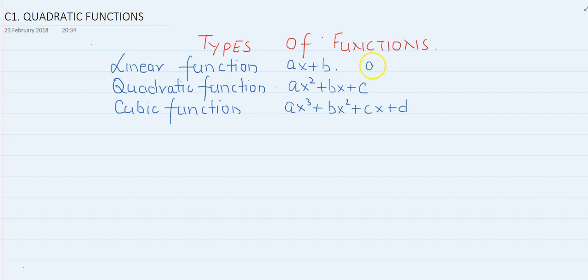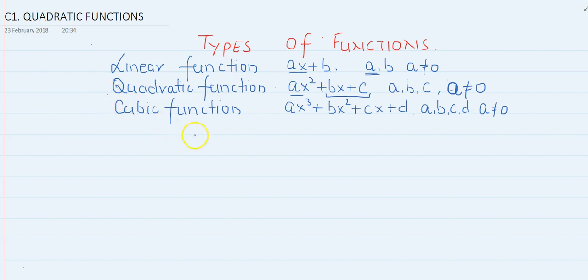In the linear function, a and b are constant. In a quadratic function, a, b and c are constant. And in a cubic function, a, b, c and d are constant. In linear function, a cannot be 0. In a quadratic function also, a cannot be 0. And in a cubic function, a cannot be 0. If a is 0 here, the linear function will become a constant, so it will not be a linear function. Quadratic function, if a is 0, it will become a linear function.